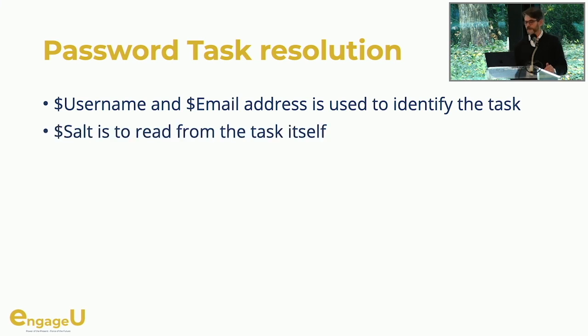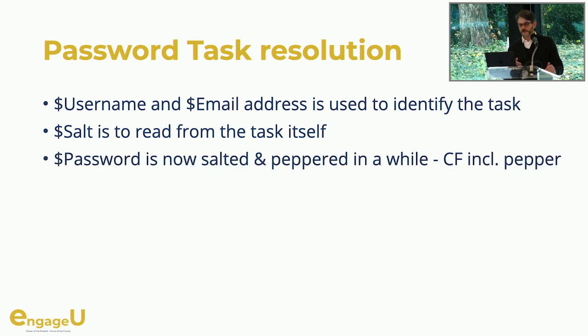So when we now resolve the password, we use the username and the email address to identify the task, because we only need to find the youngest of those tasks. Sometimes people do crazy things. They change their password 5 times in a row because they can't remember the first one, they can't remember the second one, the third one doesn't work, okay, the fourth one does work. So we only have to find the 4th task. All the others are irrelevant anyway.